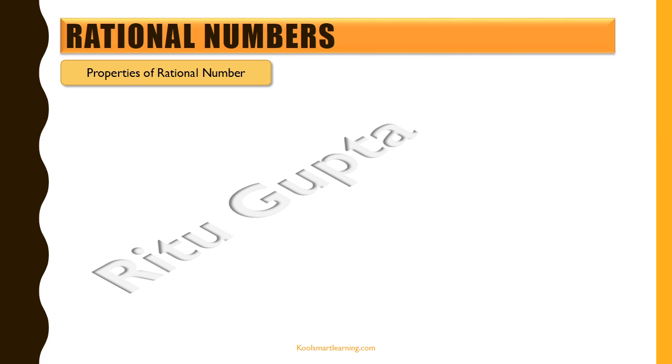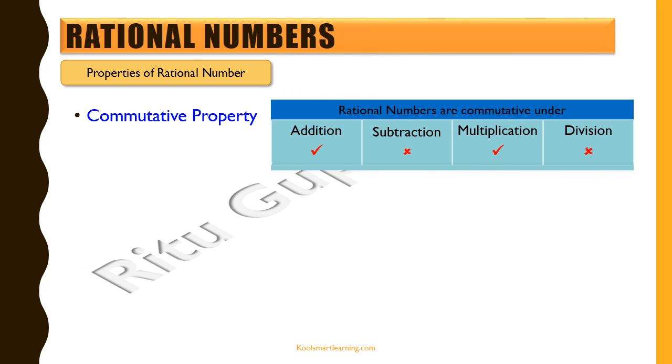Moving on to some more properties of rational numbers. Let's talk about commutative property. Now, what is commutative property? Commutative property states that if you change the order of operation, if you reverse the order of operation, the result remains the same. So that means if you add a to b or you add b to a, the result would remain the same. Yes, it would remain the same in case of rational numbers also.